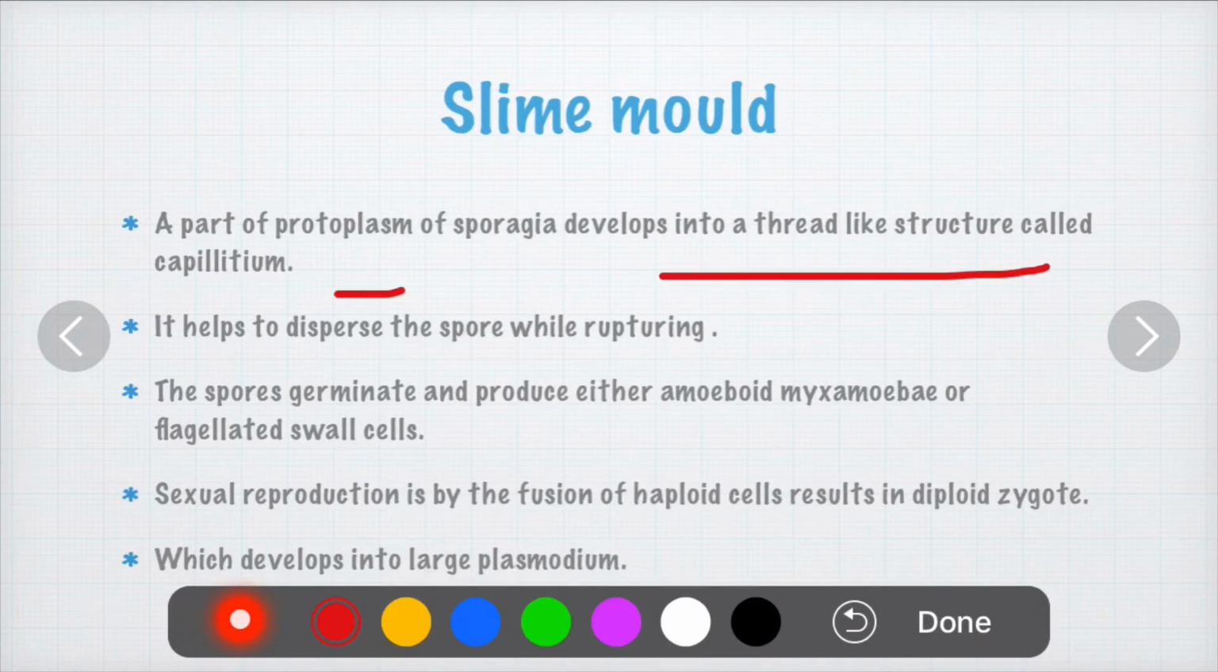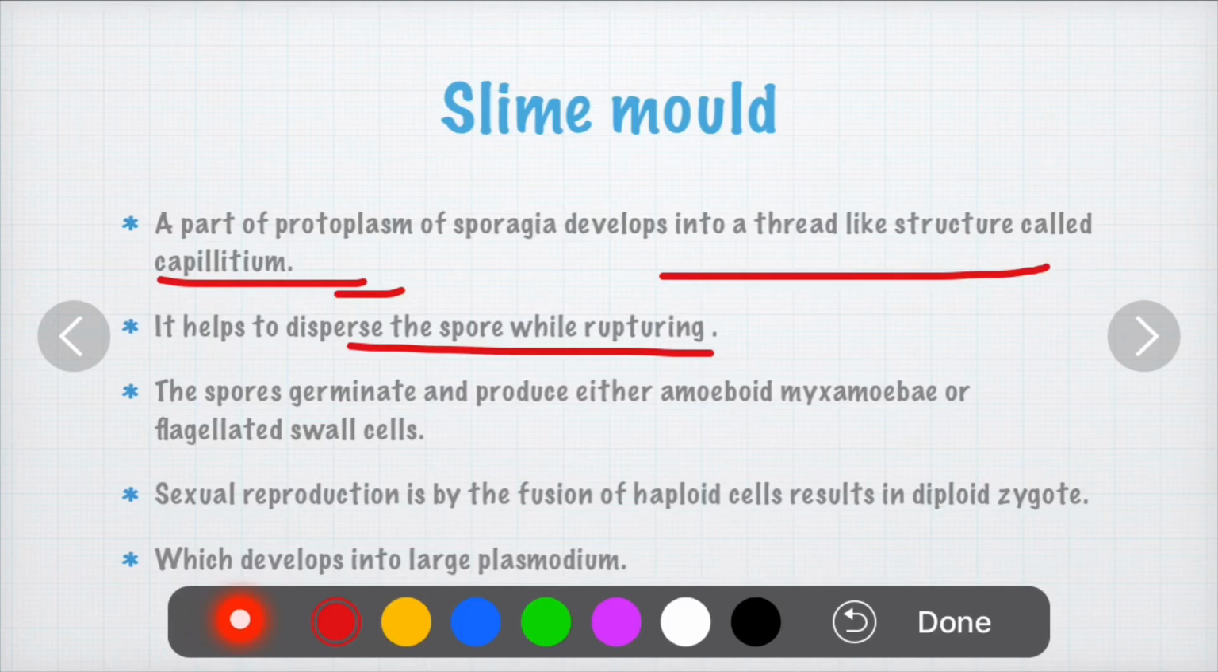capillitium. Only a part of the protoplasm of the sporangia is able to develop into this thread-like structure. It helps to disperse the spores while rupturing. A spore is one of the survival strategies of an organism in unfavorable conditions. So the capillitium helps to burst and disperse the spores while rupturing.